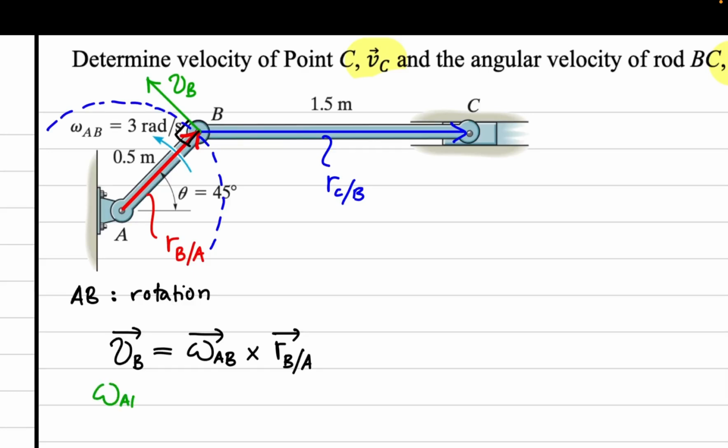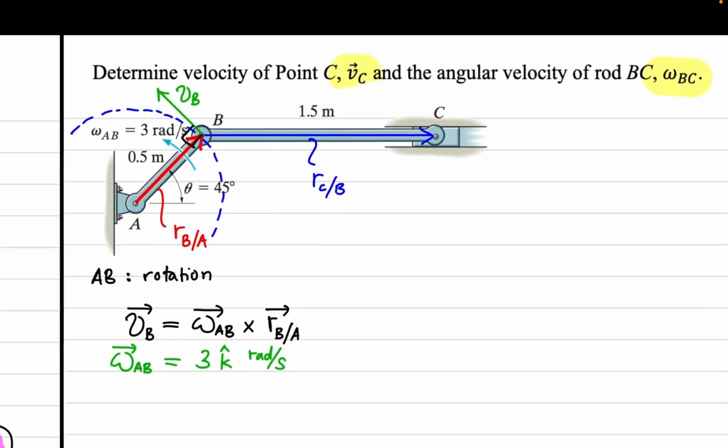Omega AB, a vector. Now we need to write this in unit vector form. It is given that omega AB is 3 radian per second in anti-clockwise. Therefore, it is positive. So omega is always in k unit vector. So we write it as 3k with the unit of radian per second. So that is the first part.